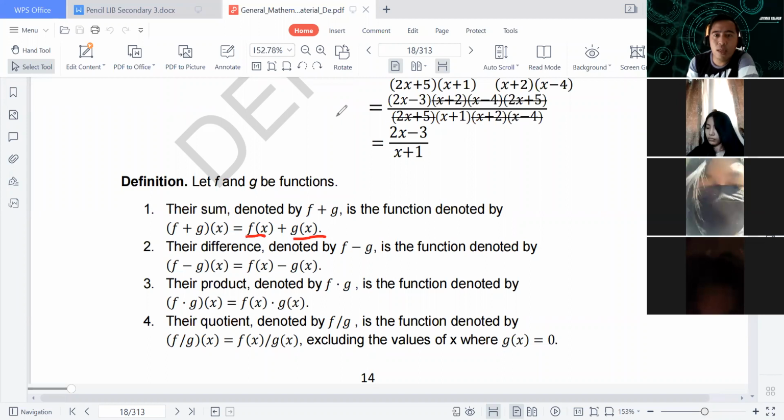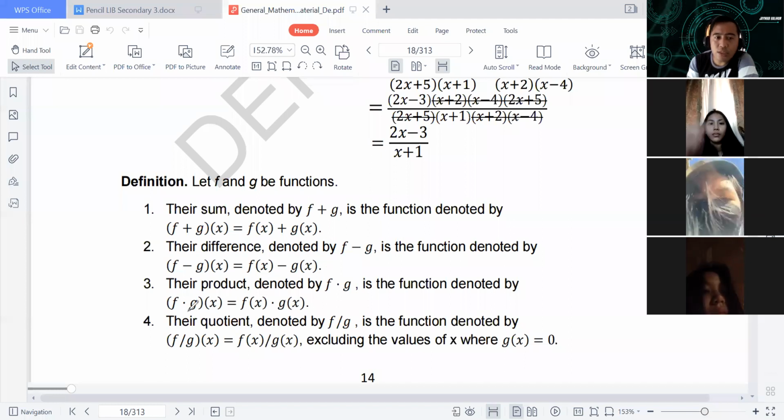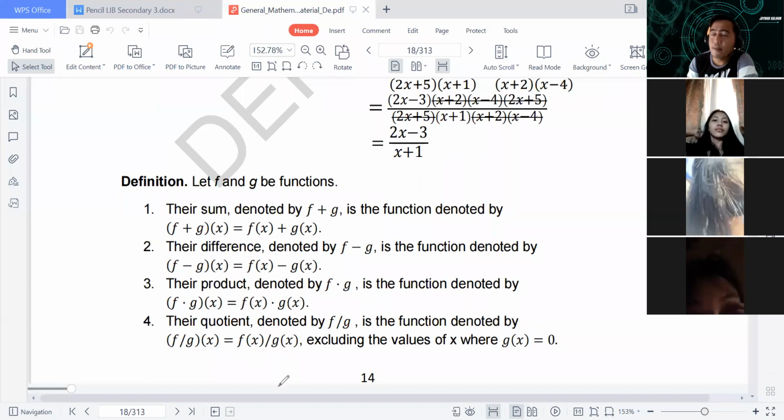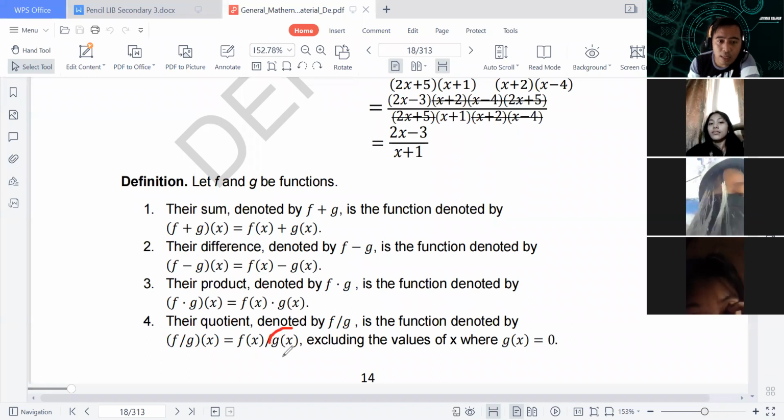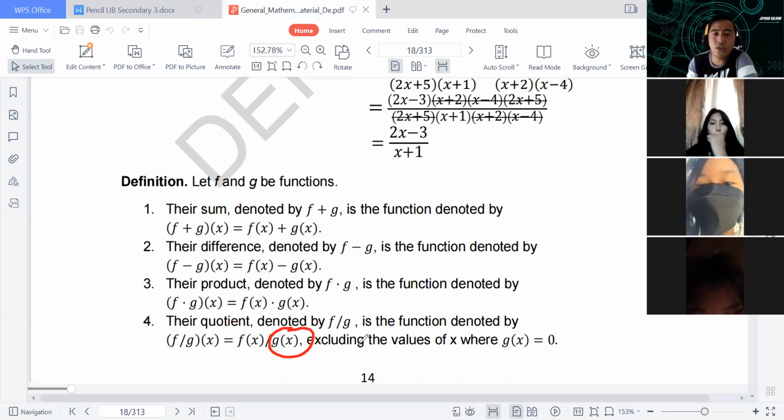And the same with the subtraction. If you have f minus g of x and you want to perform that, it will be f of x minus g of x. And same with the multiplication of two functions and the division of two functions. But in the division of functions, there will be additional conditions. See to it that your g of x, your second function, should not be equal to 0, because if it is 0, then it will be undefined.